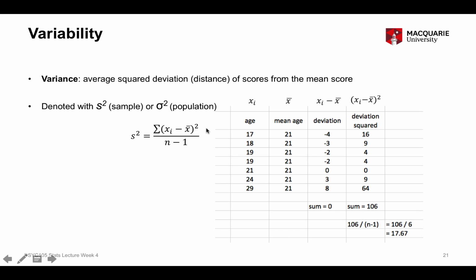And then going back to the formula here, what we do is divide that by n minus 1. And n is a representation of our sample size. It's how many observations we've got, how many participants we've got here. So n minus 1, in this case n is 7 because we have 7 observations. 7 minus 1 gives us 6. So 106 divided by 6 gives us a score of 17.67. And 17.67 is our variance score.